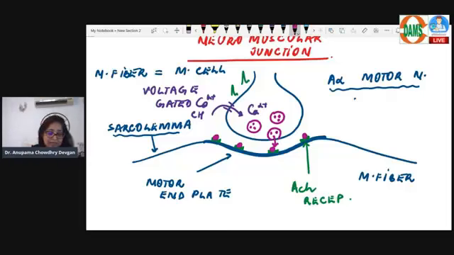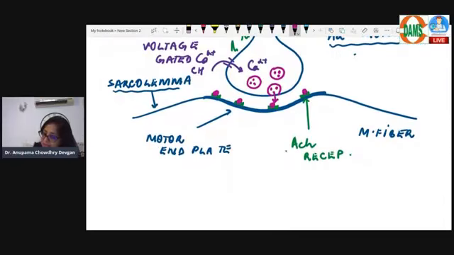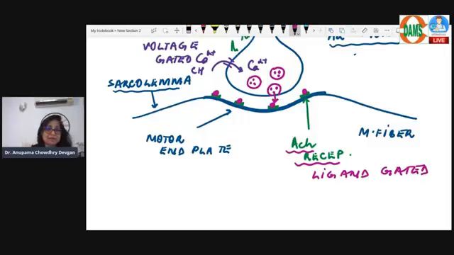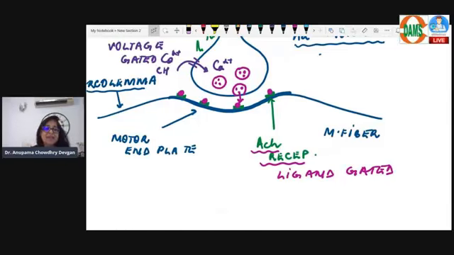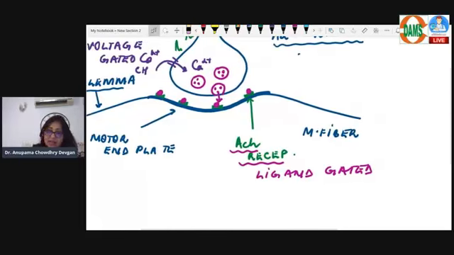Now, my next important point is, what are these acetylcholine receptors? Are they voltage-gated channels? Are they ligand-gated channels? These are ligand-gated channels. And when I say ligand-gated, are they ligand-gated sodium? Are they ligand-gated potassium? In fact, these are ligand-gated sodium and potassium channels. Not just sodium, these are sodium and potassium channels.